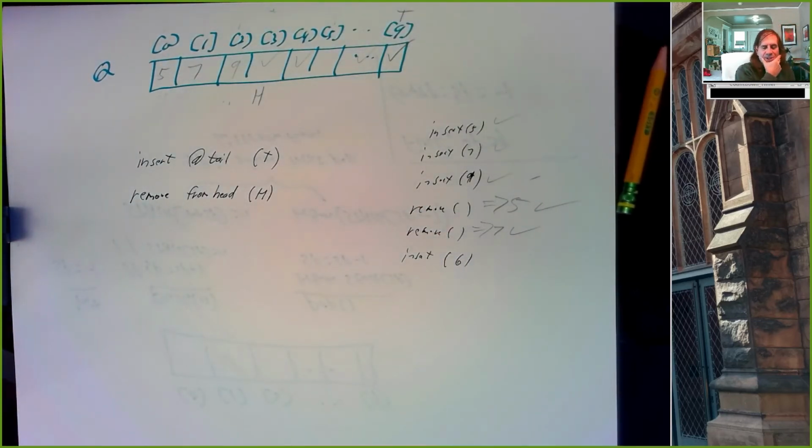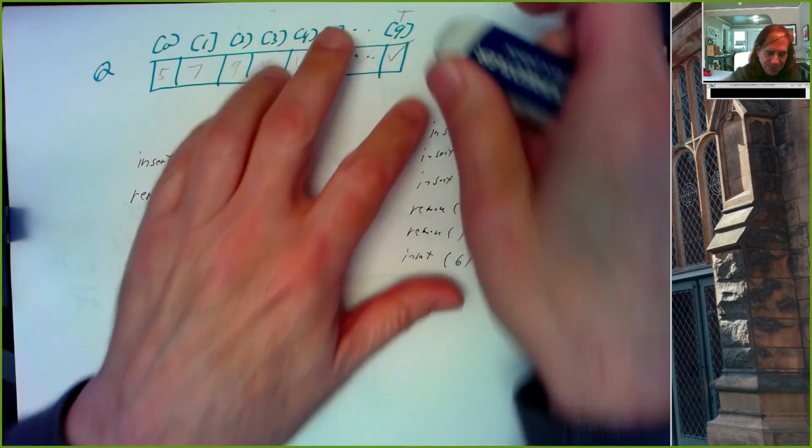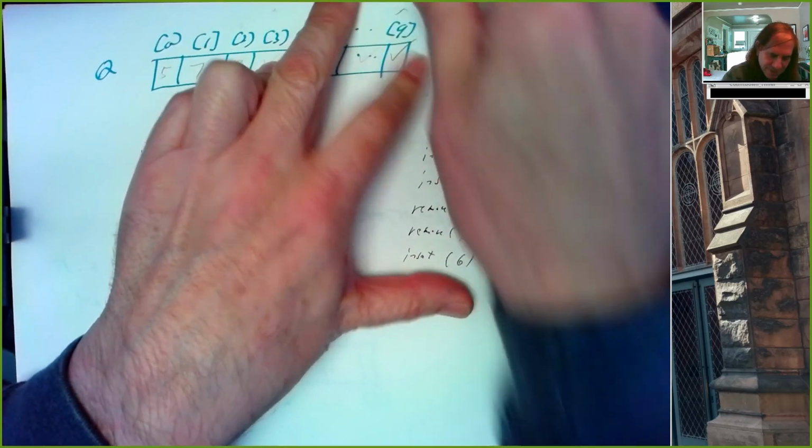Where should the tail change to? The tail would need to wrap back around to the 0, exactly. The queue's not full, right? There's nobody sitting in spots 0, 1, and 2, so we're going to take the tail and wrap it around back to the beginning.